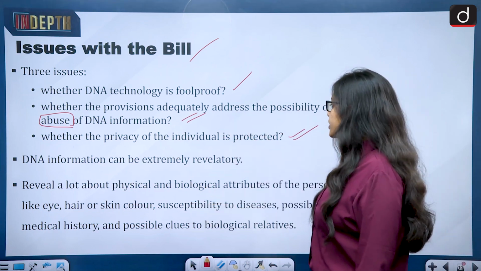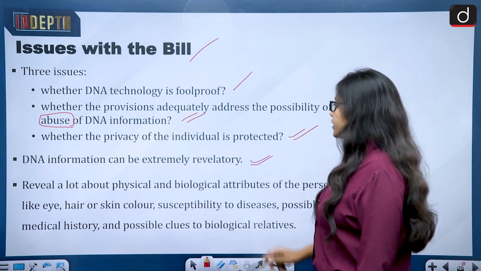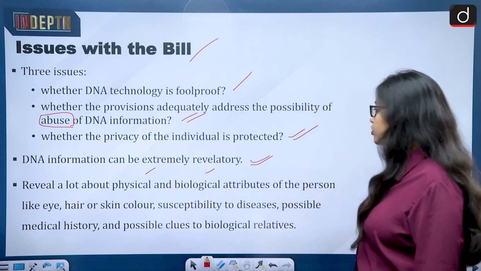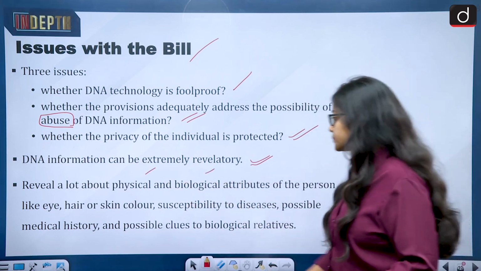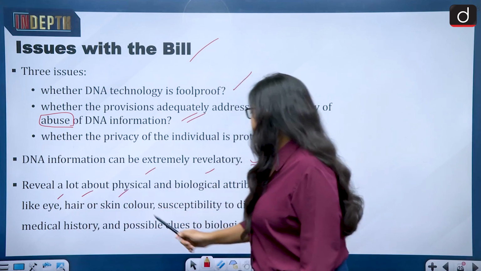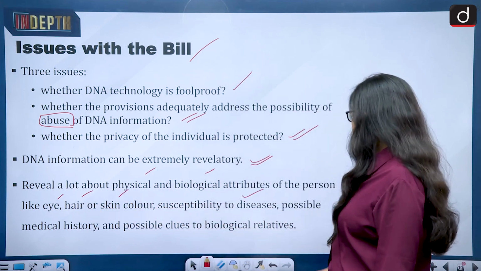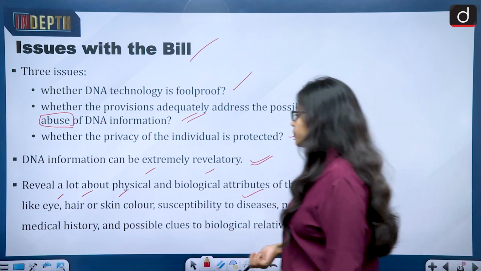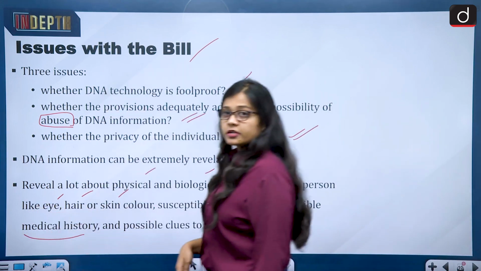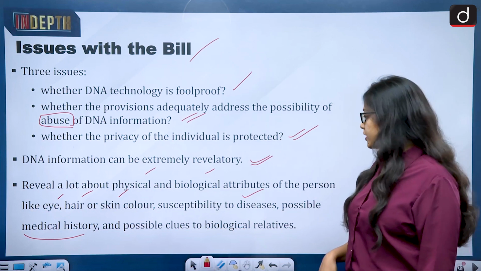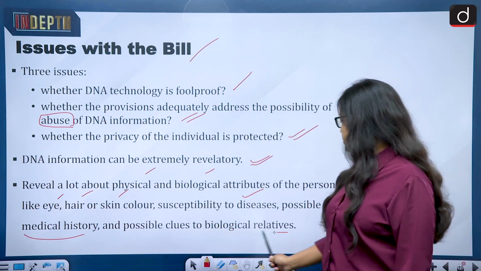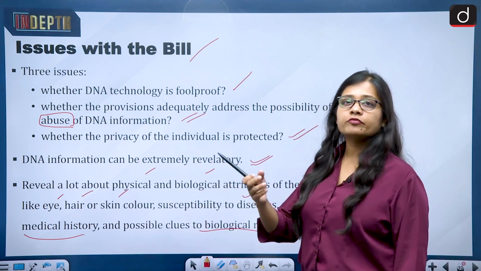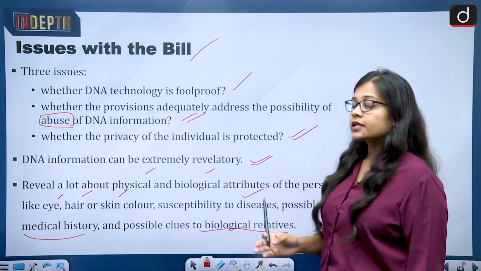Then DNA information can be extremely revelatory. It can reveal a lot about the physical and biological attributes of the person. For example, eye, hair or skin color, susceptibility to diseases, whether the person is suffering from any kind of disease or not, what is the medical history of the person, everything can be revealed, and possible clues to biological relatives also. And that is why misuse of the DNA needs to be taken care of.